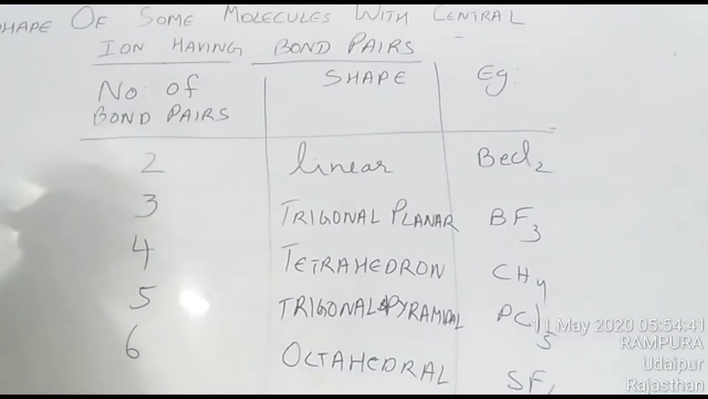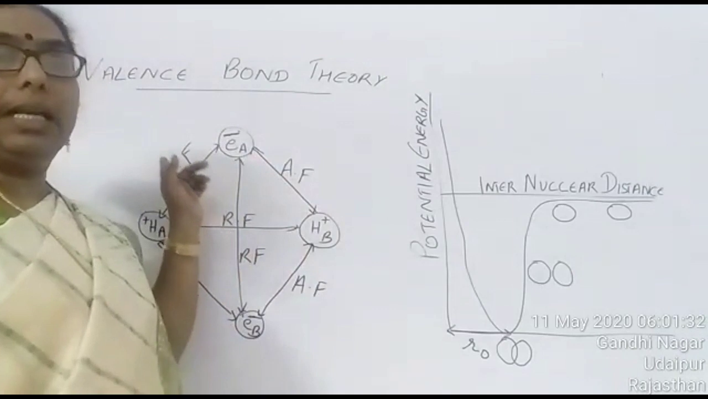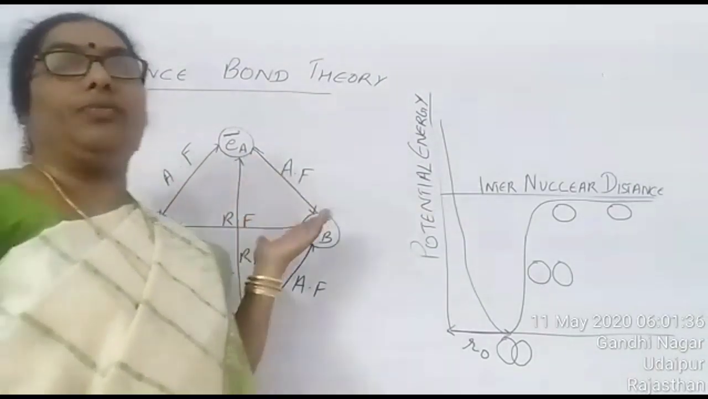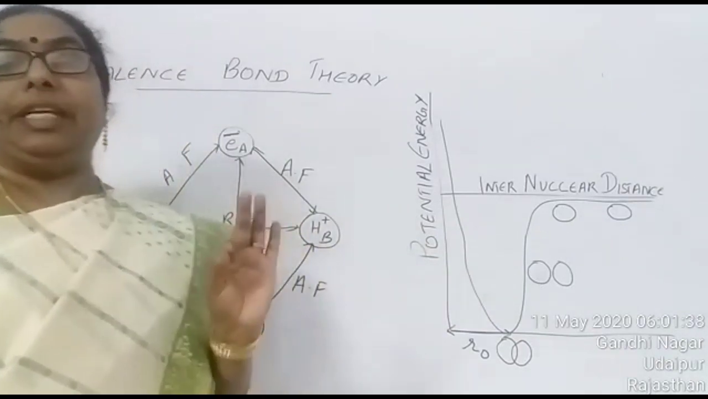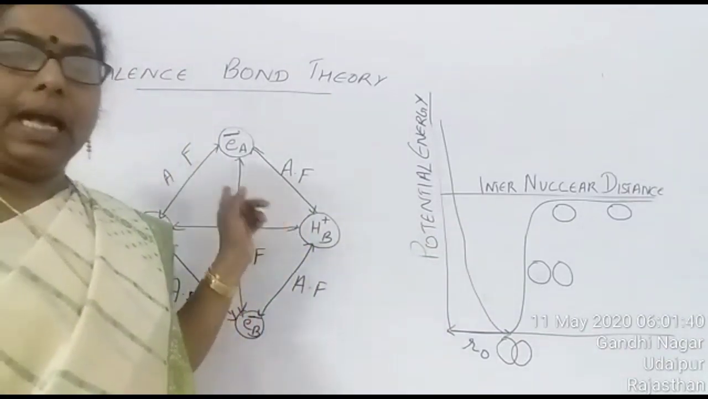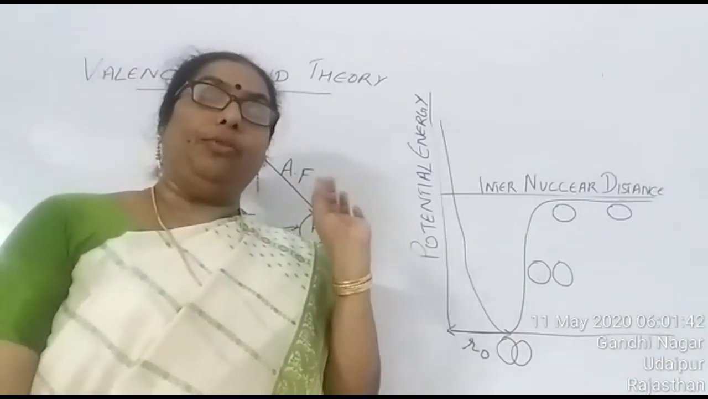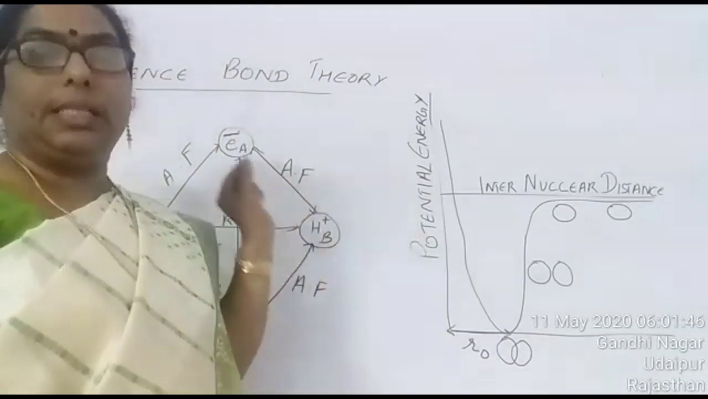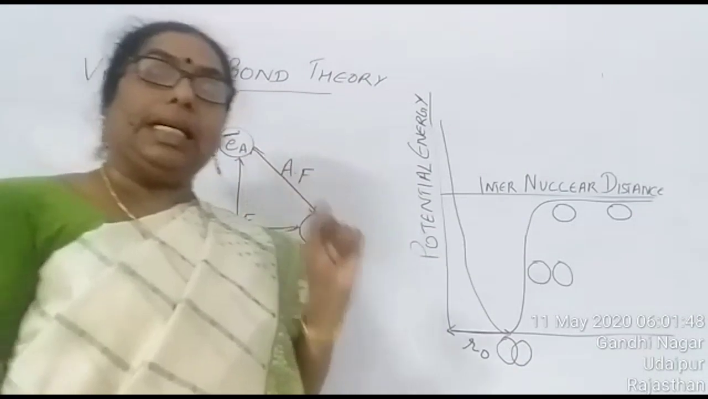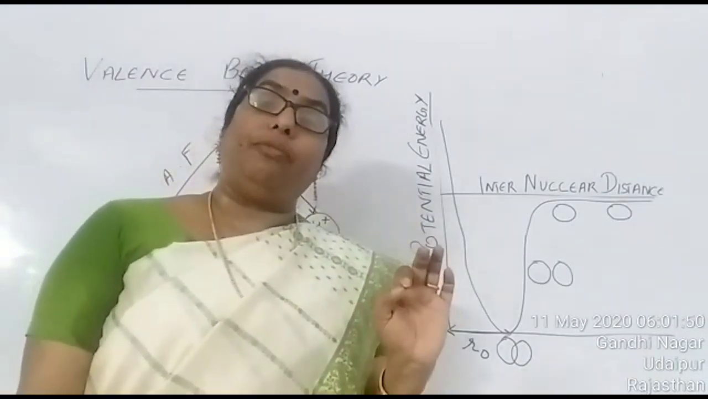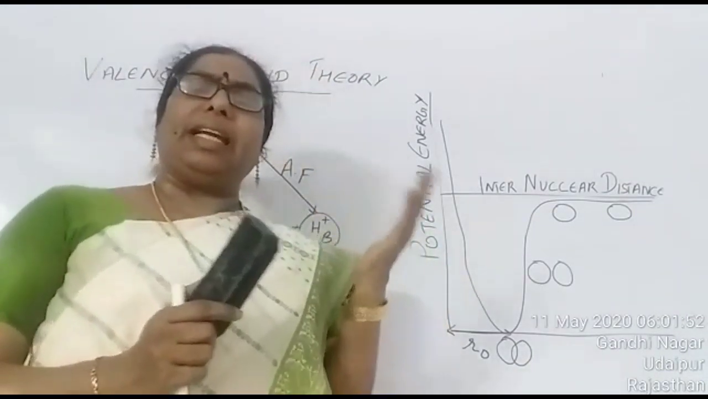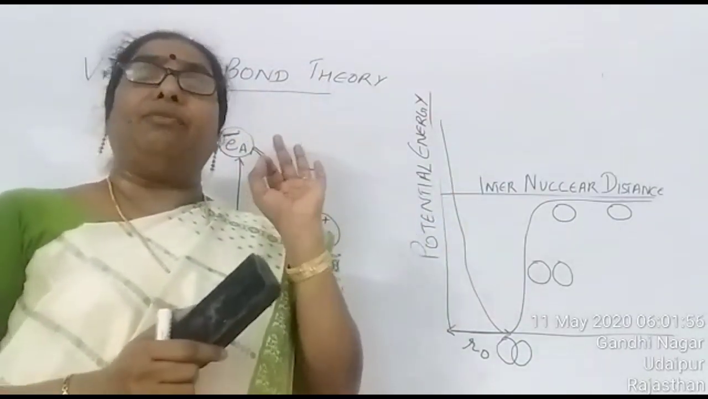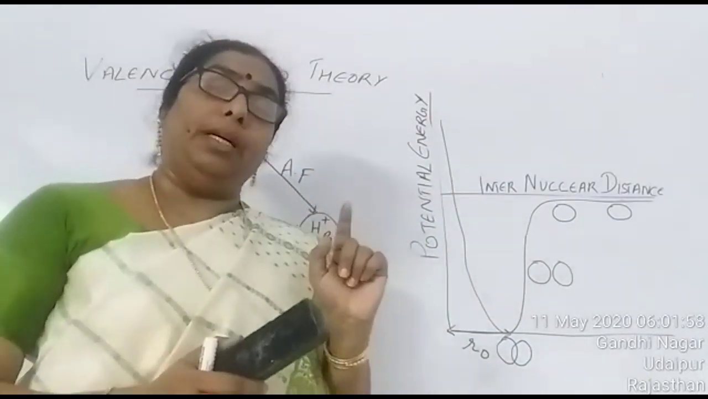Is it clear, children? Before starting valence bond theory, let me first explain a few things which were left in the case of VSEPR theory. Children, according to the last class video, we have seen that when the molecule possesses a shape in which the central atom has lone pairs of electrons, the structure was slightly different from the structure in which the central atom had only bond pairs.